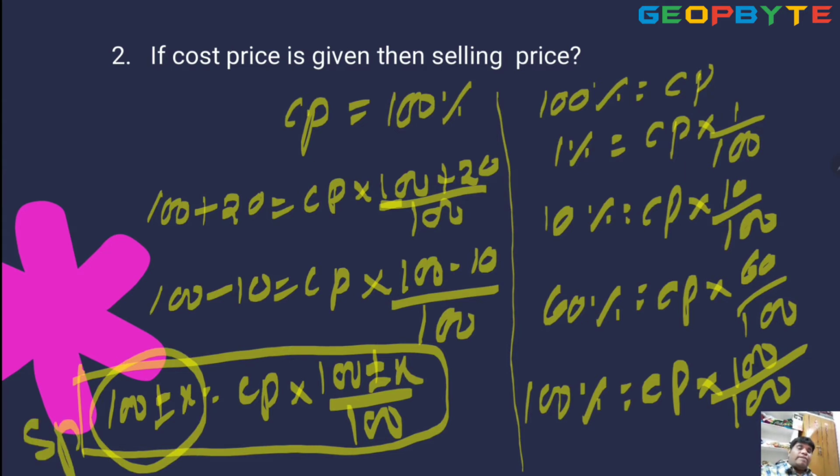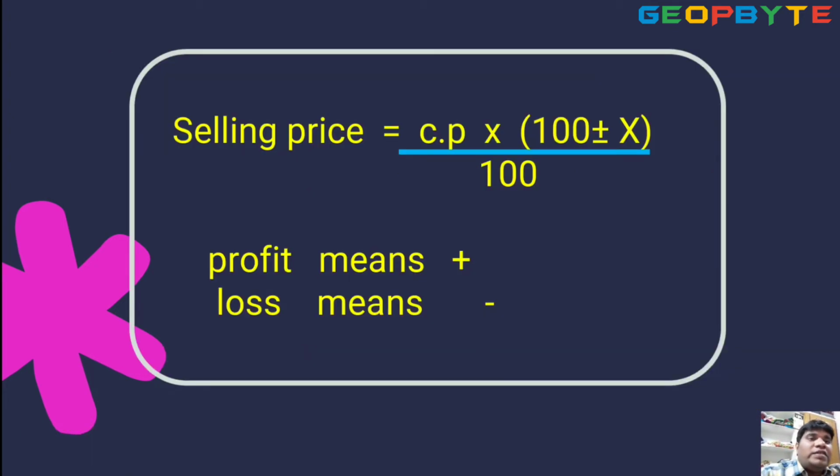Selling price formula directly, with respect to 100, this is the formula proof. Okay, children, observe. You want selling price: cost price into 100 plus or minus X by 100. Suppose you are getting profit, then plus symbol. If you are getting a loss, then minus symbol. This is the direct formula.